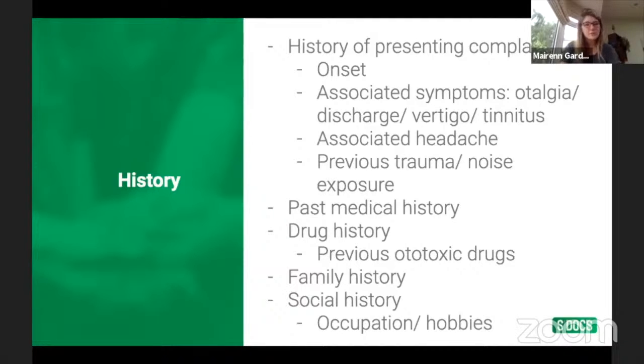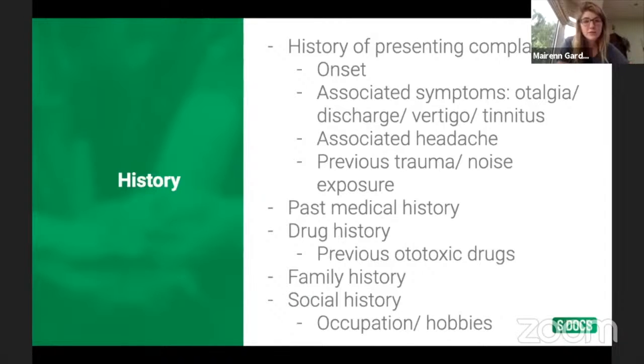Patients might have other symptoms which might give away the diagnosis. They might have otalgia, so earache, any discharge, whether they're having any vertigo, so rotatory dizziness, or tinnitus. Also whether there's any associated headache with them. And on discussion with the patient, try and assess whether they've had any previous trauma or noise exposure that they can think about that may have contributed to their hearing loss.